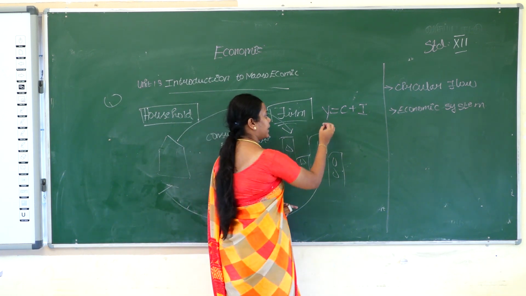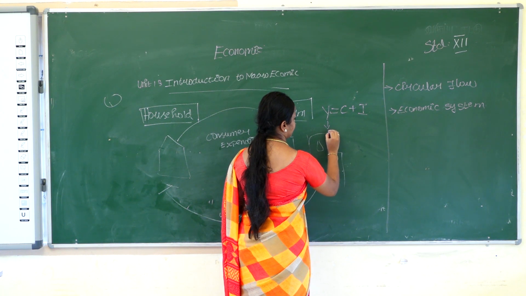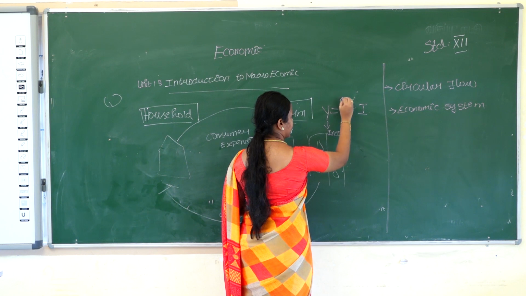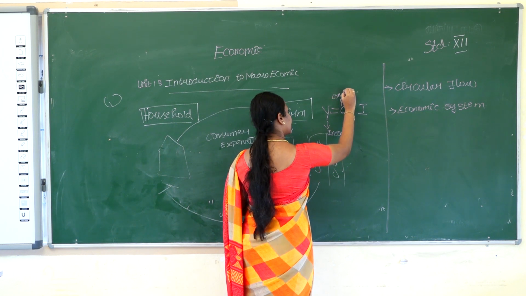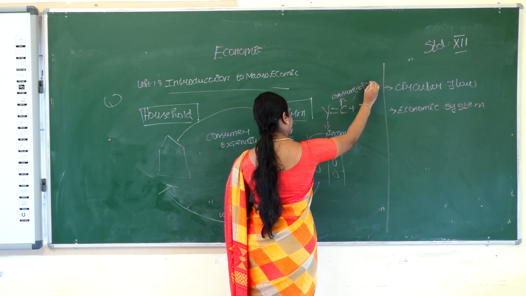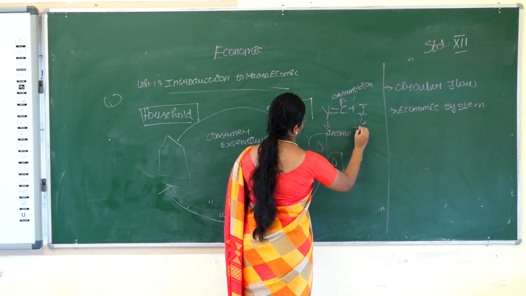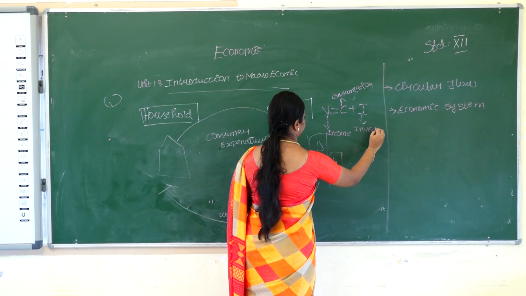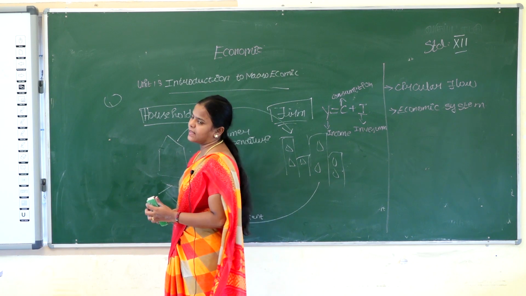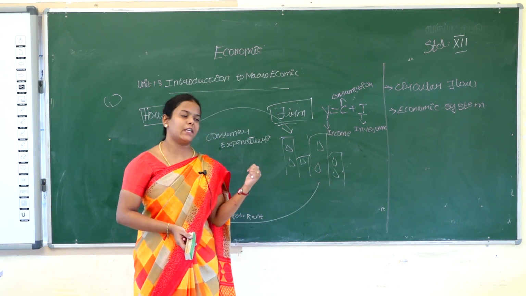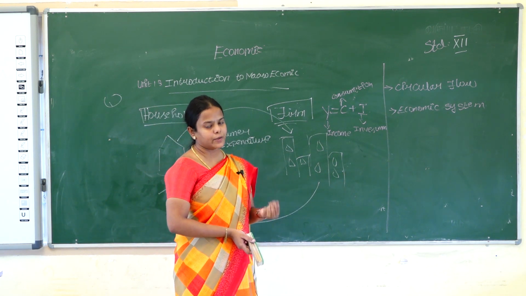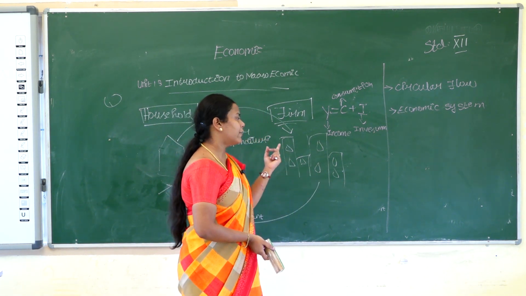Y stands for income and C stands for consumption and I stands for investment. These are the things we have seen in the first sector. In the first sector, what are the parties there? One is the household and another one is the firm.